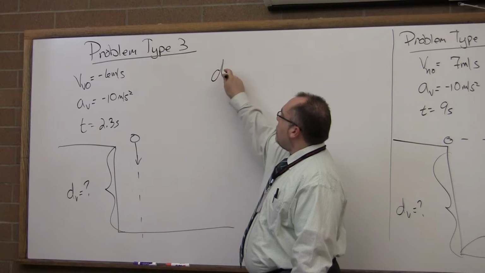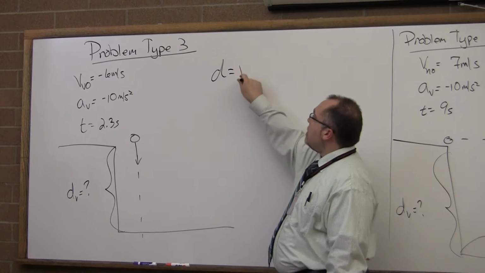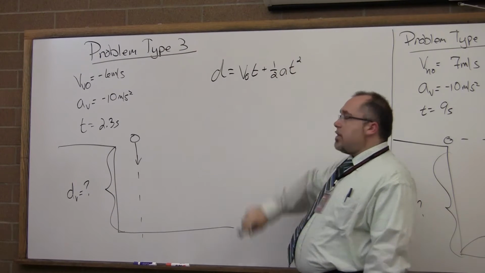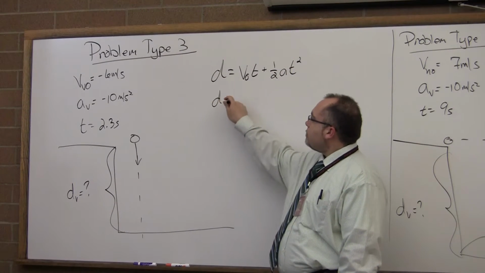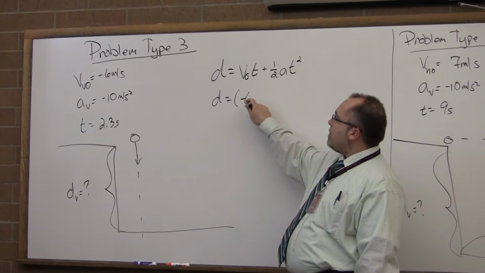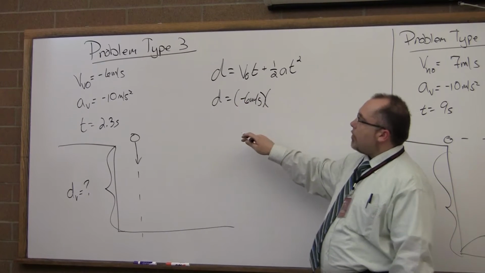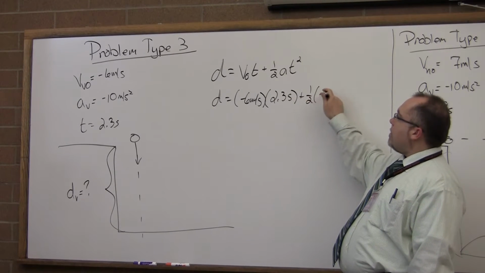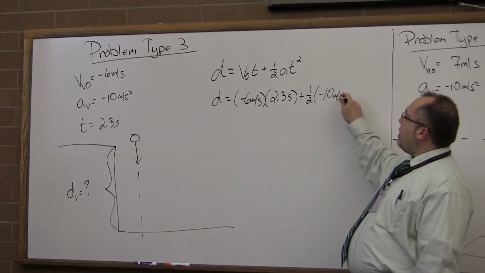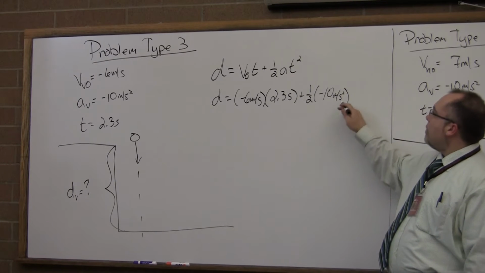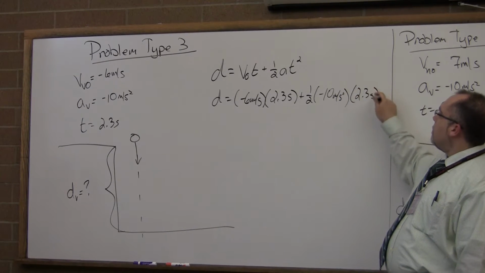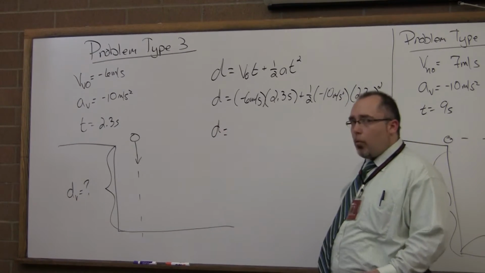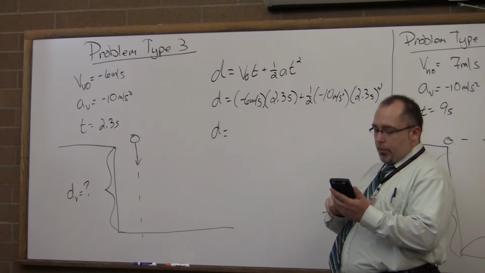We're going to use that distance formula, that is v sub 0 t plus 1/2 a t squared. So we have our initial velocity of -6 meters per second times our time of 2.3 seconds plus 1/2 gravity, which is -10 meters per second squared, times our time of 2.3 seconds squared. So, again, type it all in one line on your calculator. So much easier when you do it that way.